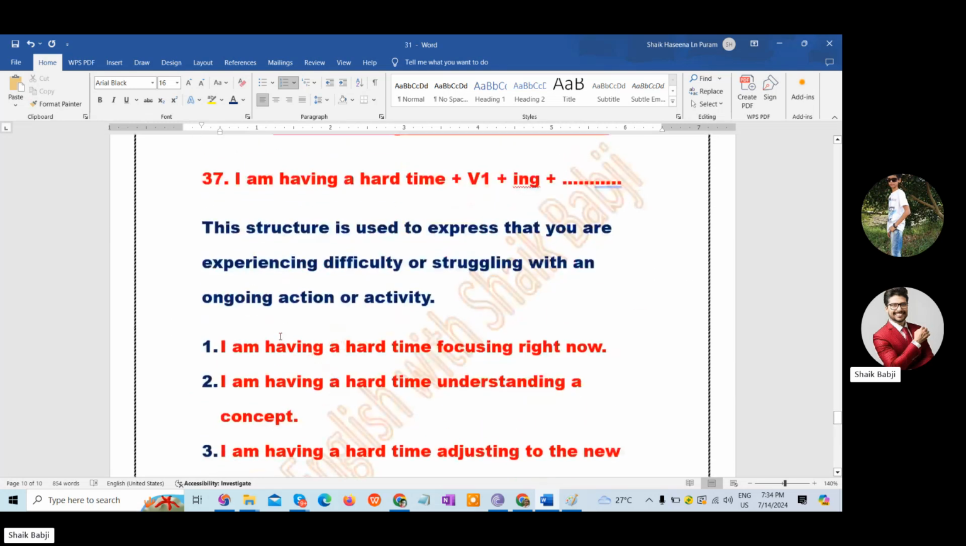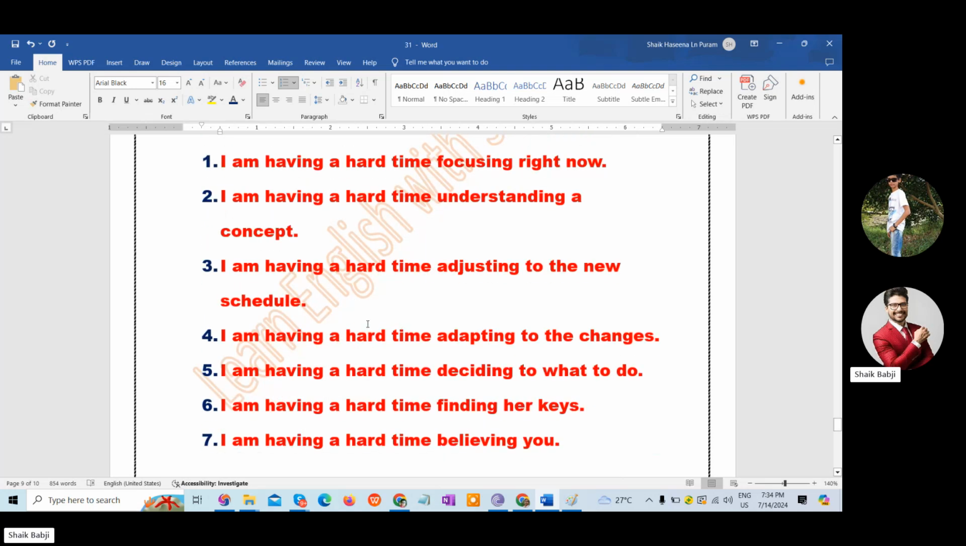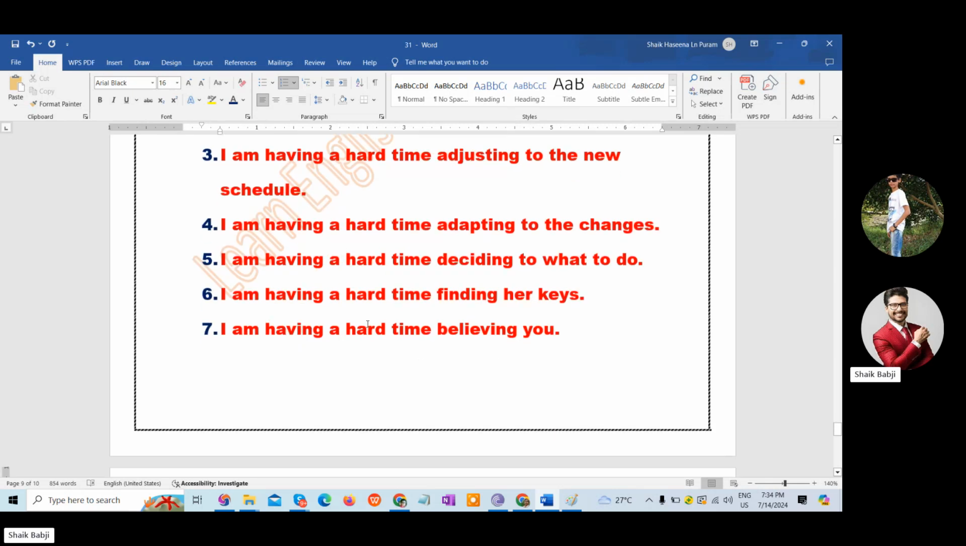Okay, now what is the structure? The structure is I am having a hard time. Here, a hard time means you are facing some difficult time. I am having a hard time means you are having some difficulty. What? Focusing right now. I am having a hard time. What? Understanding the concept. I am having a hard time. What? Adjusting to the new schedule. I am having a hard time. What? Adapting to the changes. I am having a hard time. What? Deciding what to do.